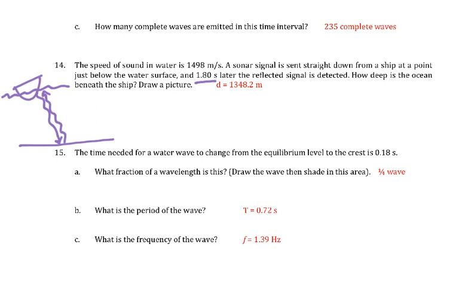And then the last problem I want to take a look at is number 15. Letter A tells you to draw the wave. So if we just draw a simple sine wave, give ourselves a little equilibrium line here. The problem says the time needed for a water wave to change from equilibrium level to the crest is 0.18 seconds. So equilibrium level is right here, crest is right here. So think about what that means for the fraction of the wavelength, and then use that to calculate period and frequency.